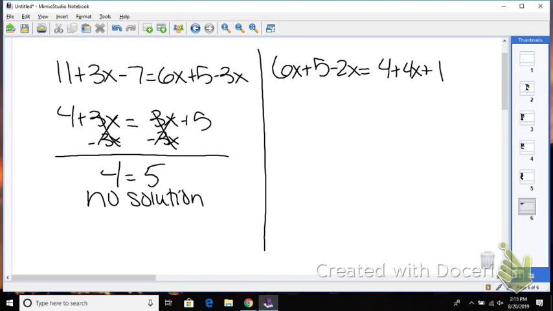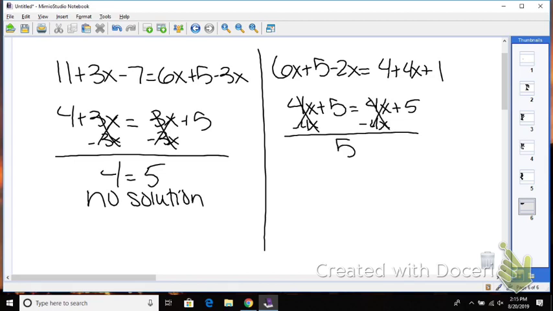Now, what happened over here? Did you get a true statement? Okay, so here I get 4x plus 5 equals 4x plus 5. If I move my 4x over, my x's are going to fall out, but I get 5 equals 5. Is that true? Yes. If you get a true statement, the x's fall out. You don't have a solution, but I have a true statement. You can say there are many solutions or infinitely many solutions.